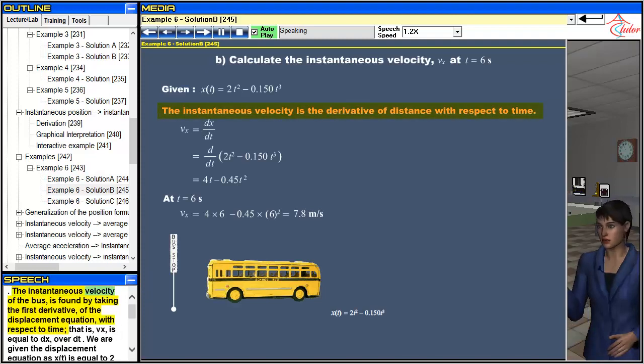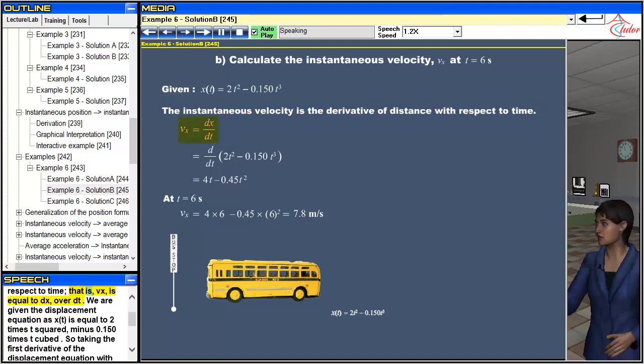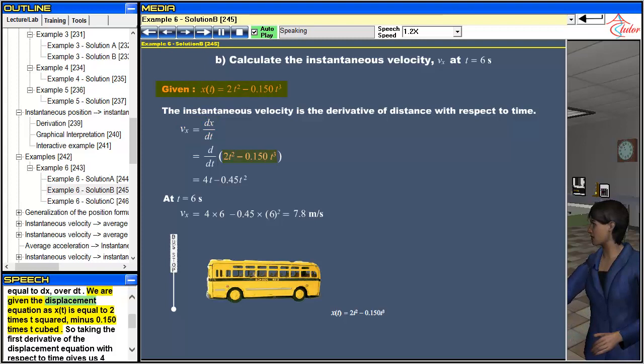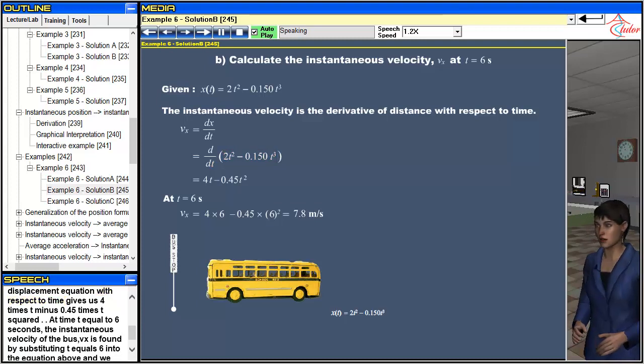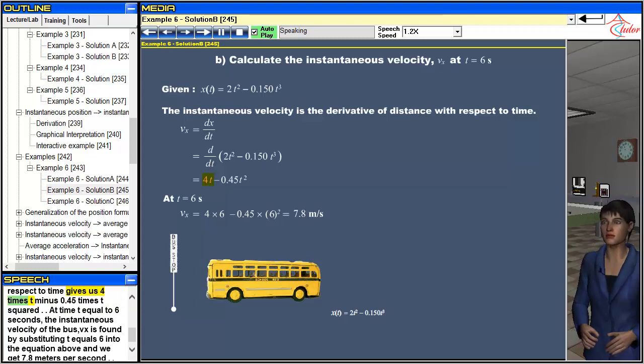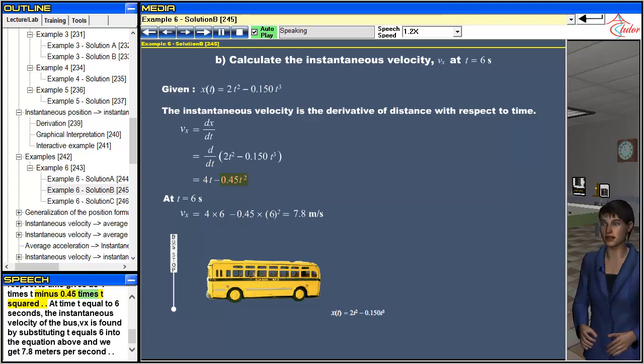The instantaneous velocity of the bus is found by taking the first derivative of the displacement equation with respect to time. That is, Vx is equal to dx over dt. We are given the displacement equation as x of t is equal to 2 times t squared minus 0.150 times t cubed. So taking the first derivative of the displacement equation with respect to time gives us 4 times t minus 0.45 times t squared.